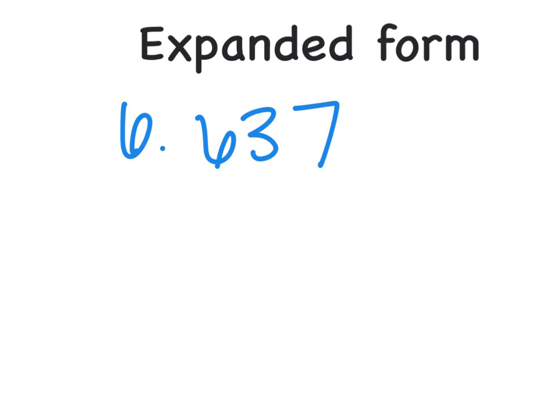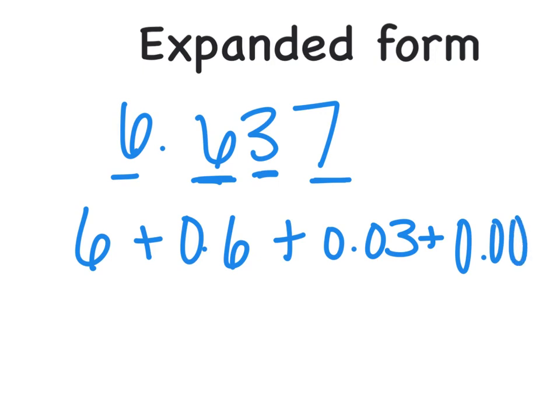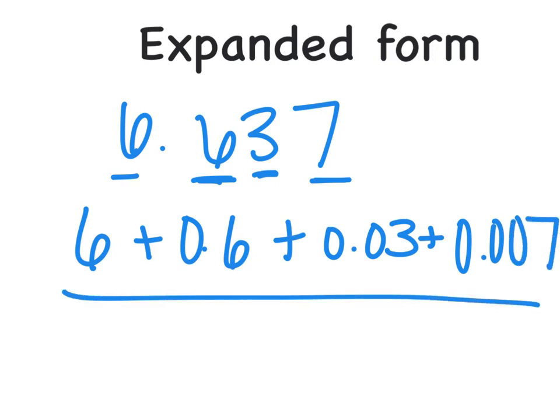Last but not least, we have expanded form. Expanded form, just like it was with whole numbers, is taking the value of each digit and adding them together. This digit's value is 6 wholes. And add it up with this digit's value. It's a 6 in the tenths place, so 6/10. This digit's value is 3 in the hundredths place, 3 hundredths. And this digit's value is 7 in the thousandths place, 7 thousandths. This would be expanded form.